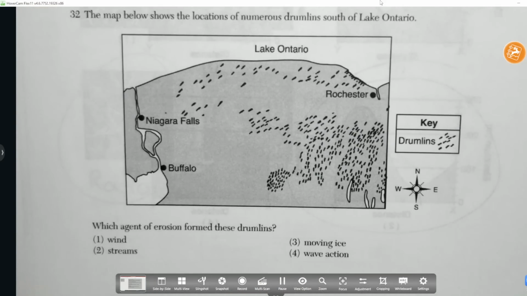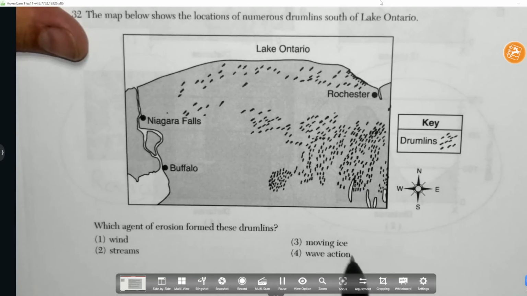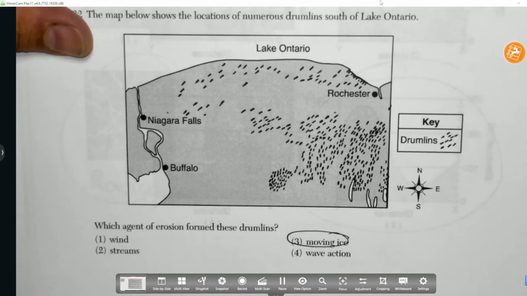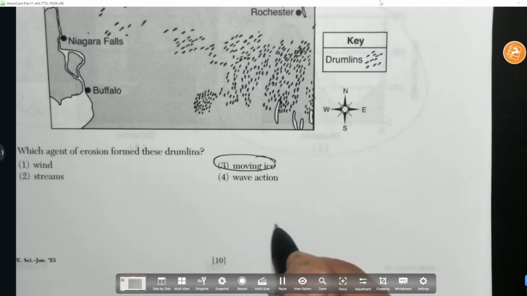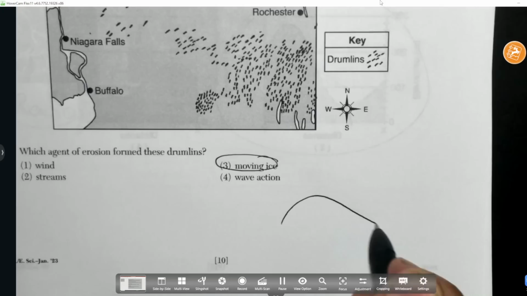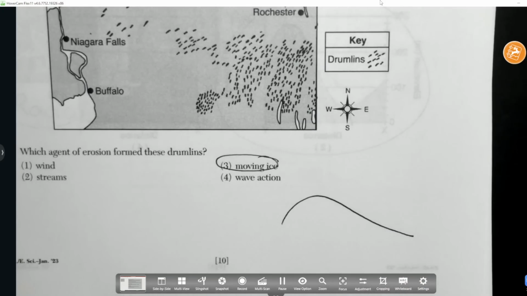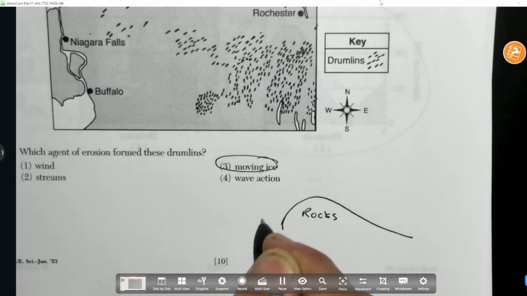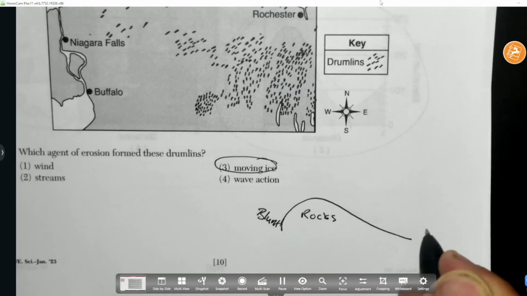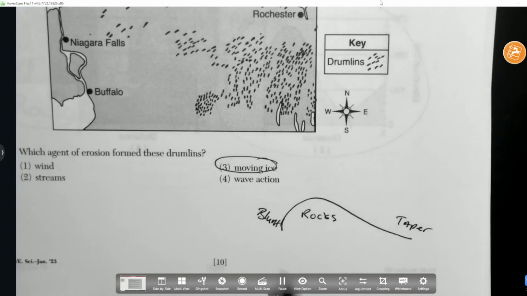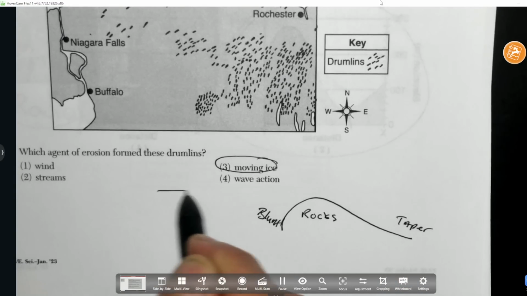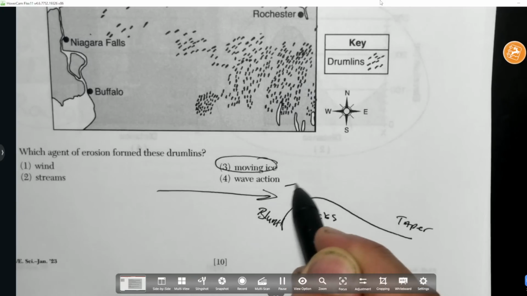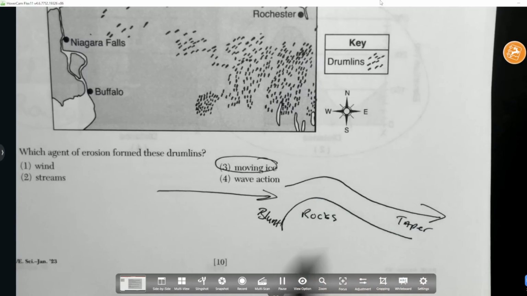Next up, a map of locations shows drumlins. What makes drumlins? Glaciers. So a drumlin is a pile of glacial till. The word till, just like a farmer might till the field, is mixed up rocks. So we have rocks and dirt. Now, you're always going to have a blunt side, and you're going to have a tapered side. The blunt side shows where the glacier hit it, and the taper shows where the glacier slid over it.